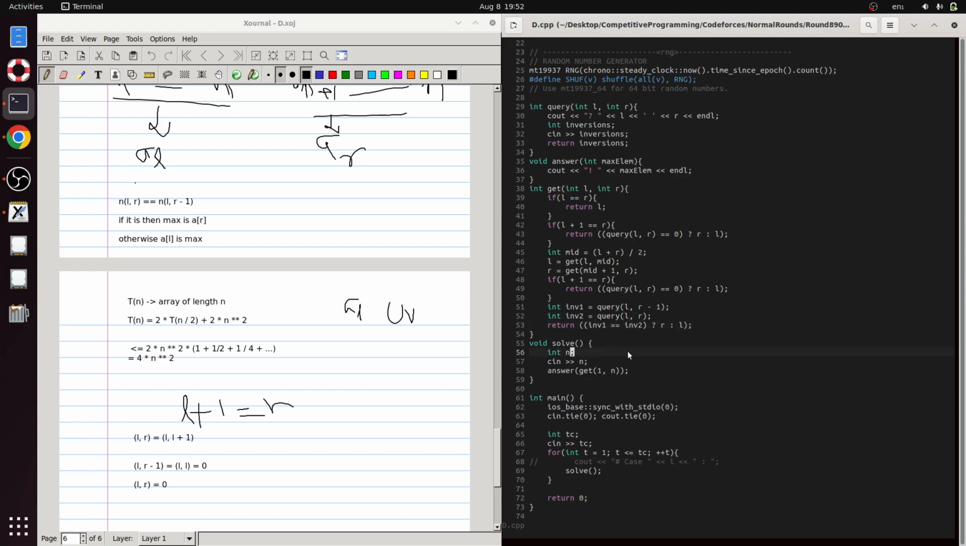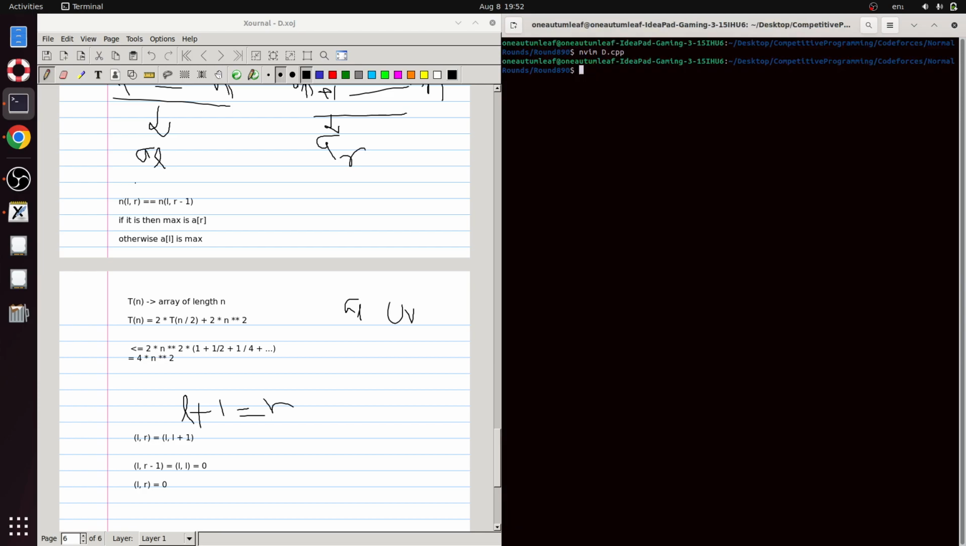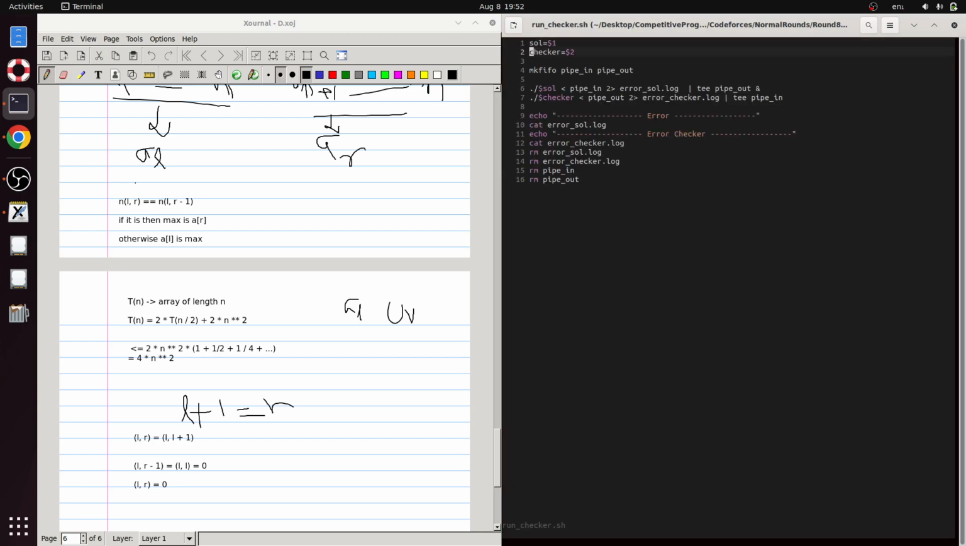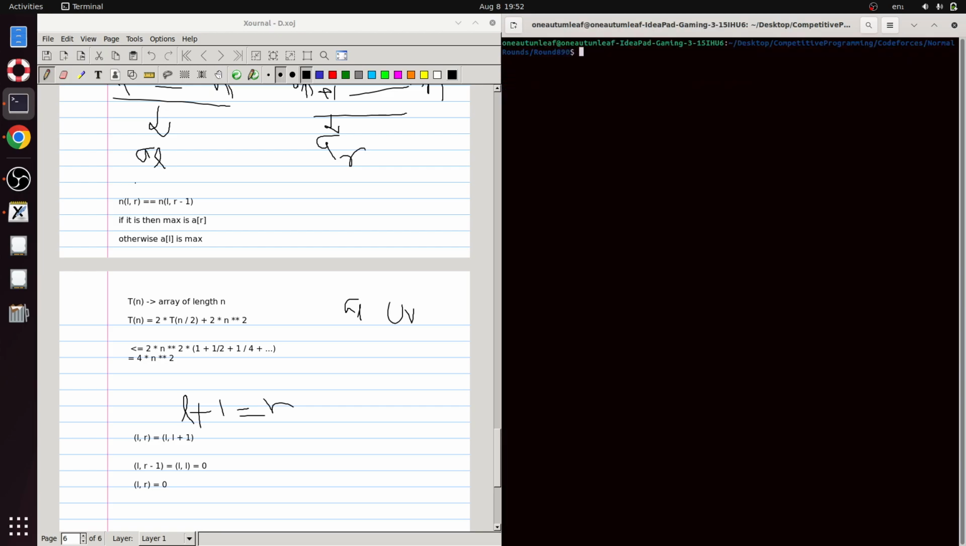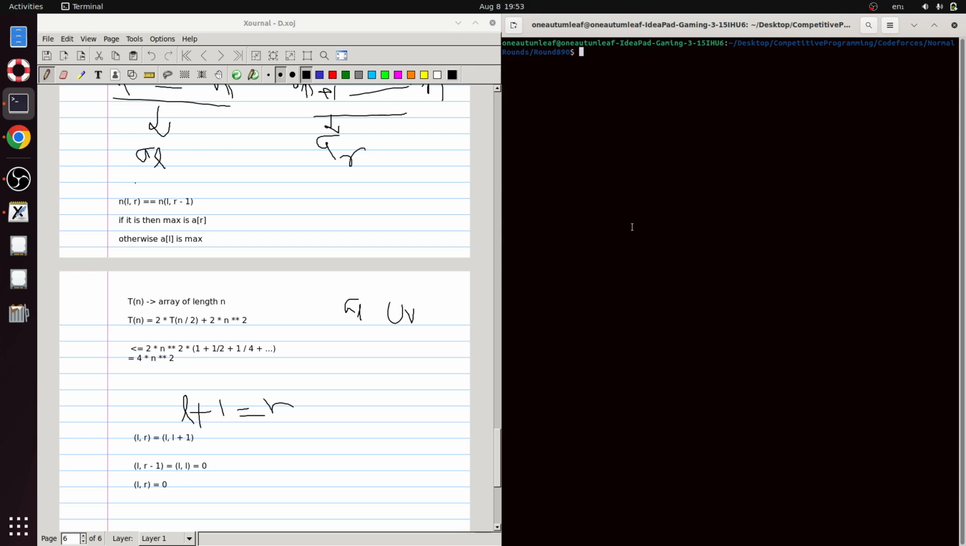Otherwise L is the maximum. If you want to run this code, testing interactive problems is a bit difficult. I have written a blog on how you can do so more easily in Linux. This is a script I have written to test this problem, and I will just run my checker and see. As you can see, it has this interaction, and it has passed all the 3 test cases that I gave it.